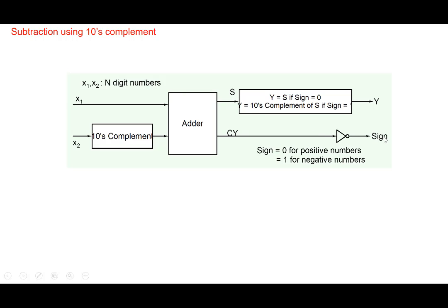If, on the other hand, sign is 1, it indicates a negative number, and to find out the magnitude of the negative number, you take a tens complement of s here. All right, so fine. Let's try and understand that through an example here.